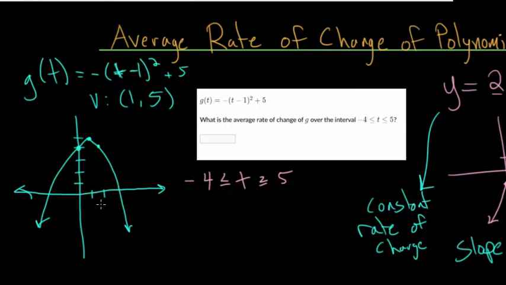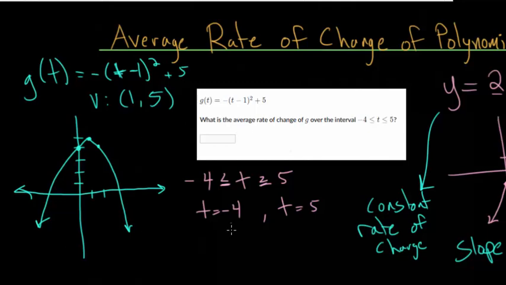Because if you want to know exactly how it's changing, that's where calculus comes in. And I'll get to that in a moment. But for this exercise, and really for all of these exercises, what we're going to do is look at these endpoints on our interval. So this is when t is -4, and over here is when t is equal to 5. Notice the endpoints of the interval are included. And what we want to do next is figure out the y values at those points.